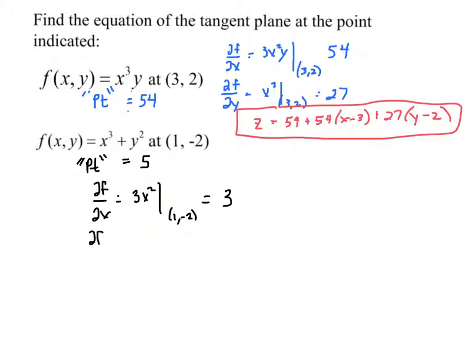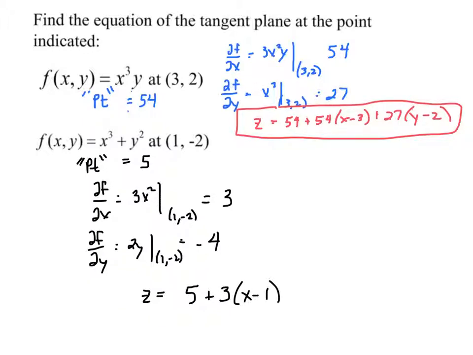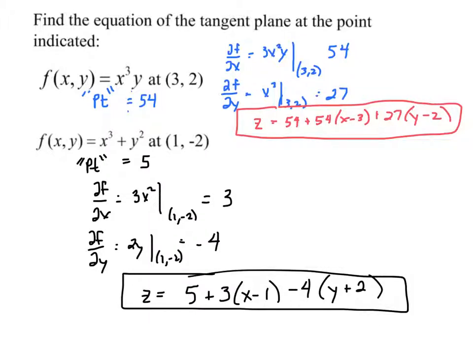The partial derivative with respect to y is just 2y. Evaluate at 1, negative 2. This is negative 4. So that point, 3, and then x minus the x coordinate, and y minus the y coordinate. And there is your tangent plane.